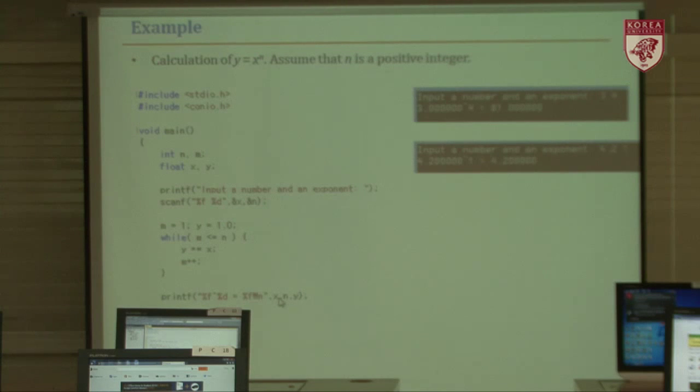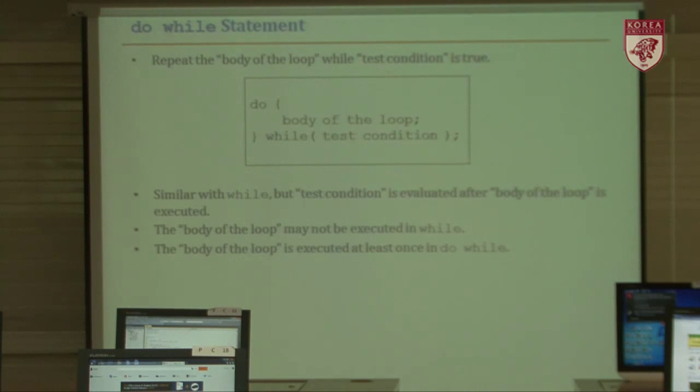So we can see 1 for when n is 0. Okay? So this is a very simple implementation of x to the n. Question? Okay? Then let's move to the next statement, do while.